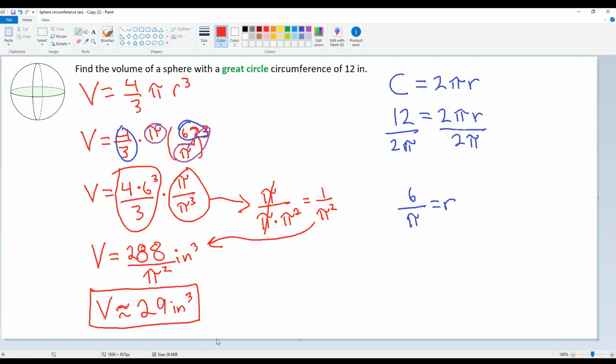So this part was made a little complicated by dealing with that extra pi. That's just because you had a radius that had pi in it, that was over pi. So that gave you some kind of strange shenanigans.